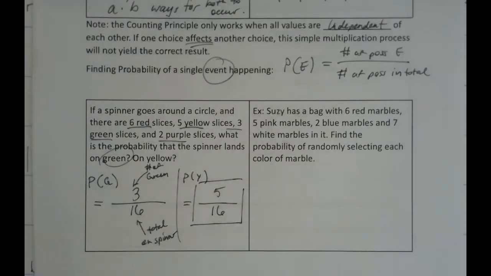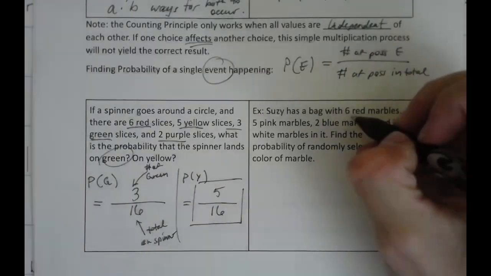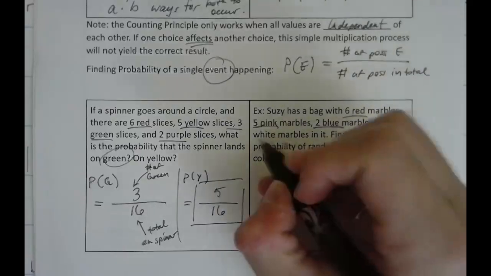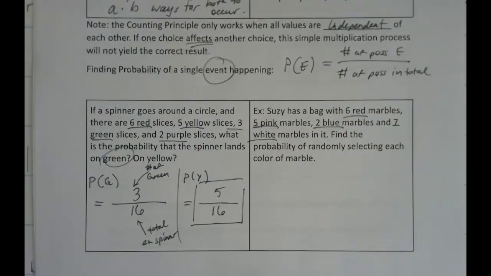Anyways, let's try the next one. Susie has a bag with 6 red marbles, 5 pink marbles, 2 blue marbles, and 7 white marbles. Bad day for colorblind people in these notes.